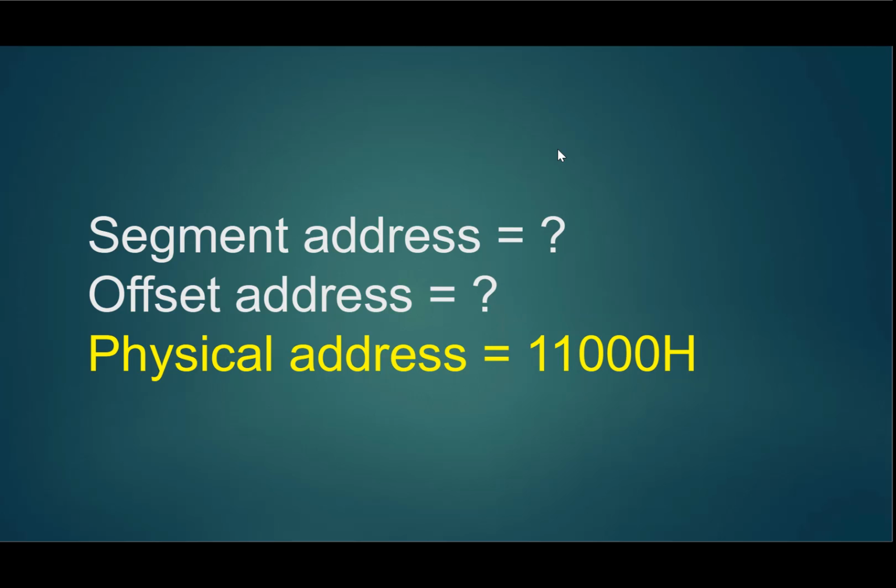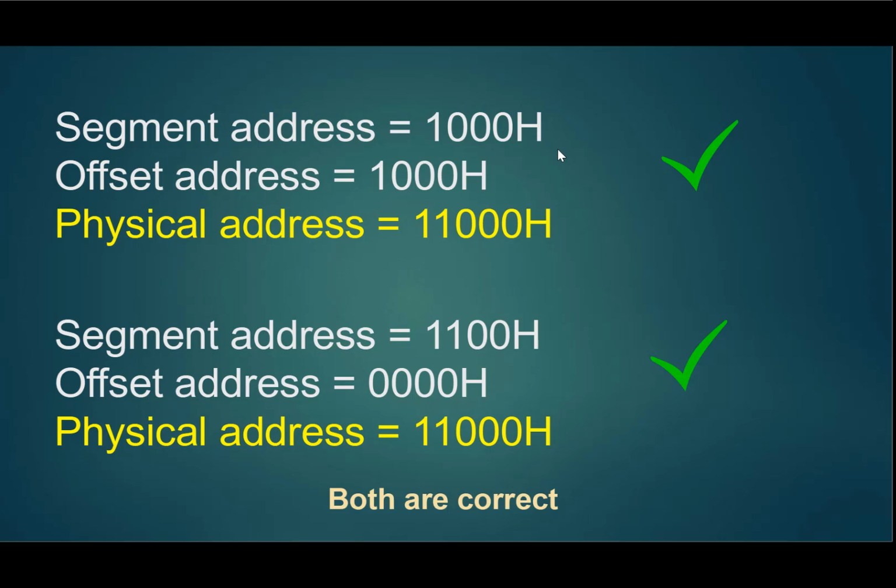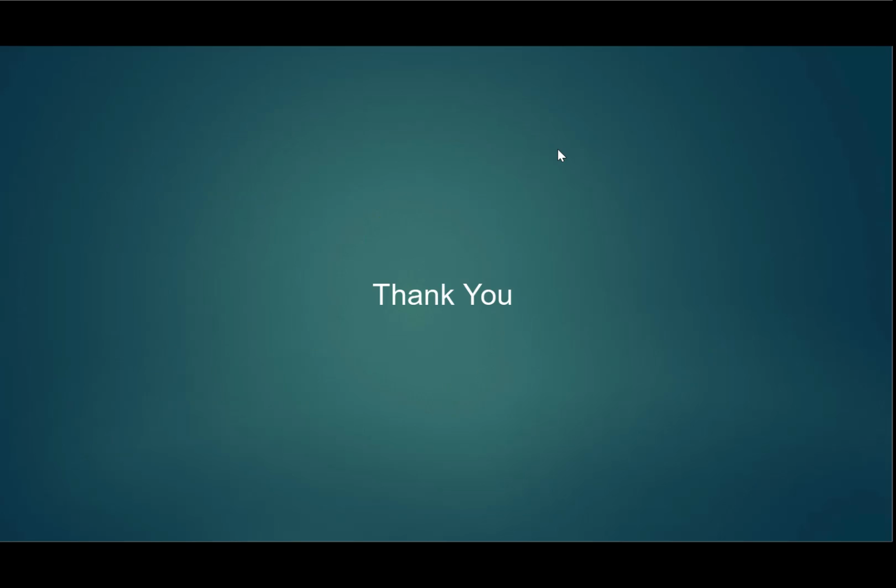If in the question you have the physical address 11000, can you generate the segment address and the offset address? You can have 1000 and 1000, or 1100 and 0000, and both are correct, because eventually the physical address generated by the microprocessor is the same. It is not wrong if two students have two different segment addresses and two different offset addresses. The physical address has to be the same.